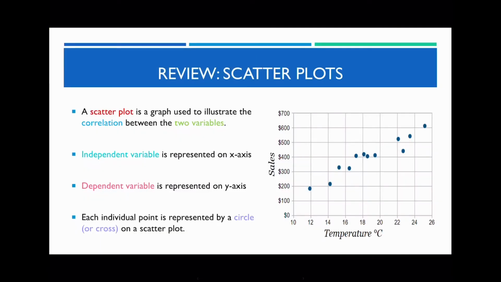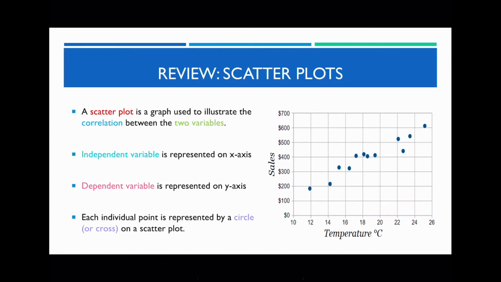So firstly, I just want to briefly go over what scatter plots are. We said in last lesson that a scatter plot is a graph that we use to illustrate the correlation or the relationship between two sets of variables, and generally these two variables are related to one another. We said that these two variables are referred to as the independent variable. So this is the variable that affects the other variable, and this will always be represented along your x-axis, whereas your dependent variable is always going to be represented along the y-axis, and this is the variable that is dependent or affected by the independent variable.